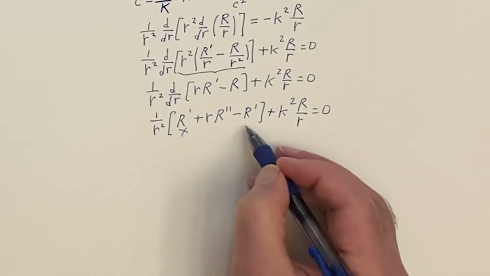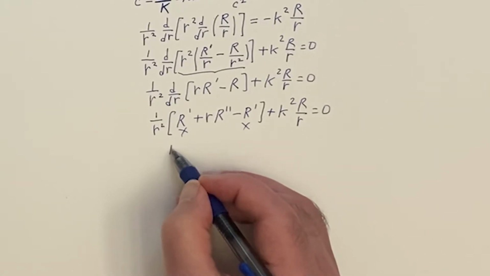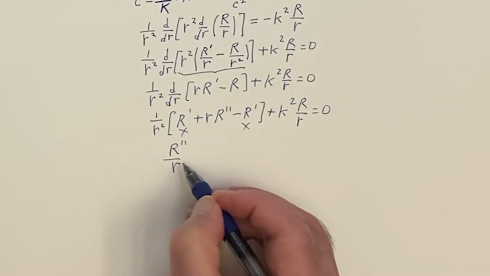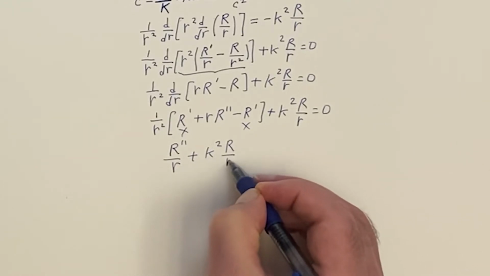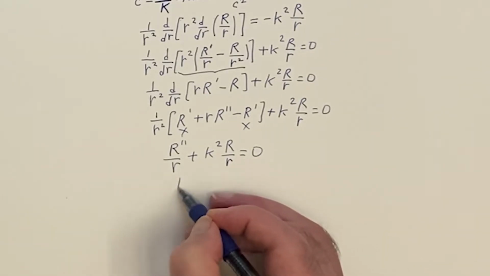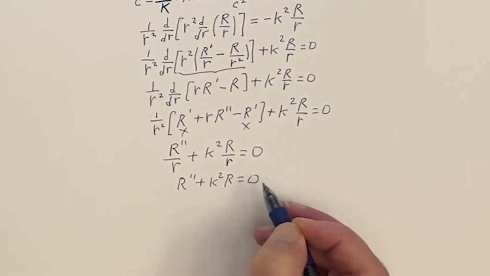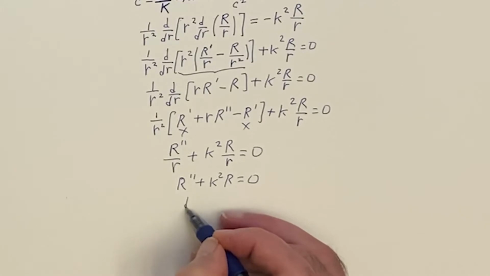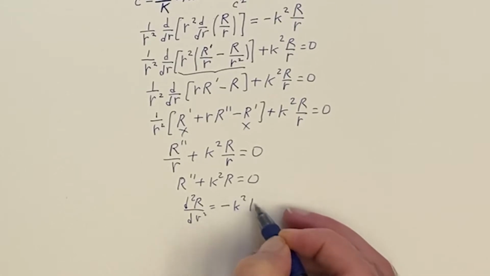Now here, this is nice, that cancels out. So we have R double prime, the second derivative, and then one of these r's will drop out, plus k squared big R over r equals 0. The little r's drop out: second derivative plus k squared R equals 0. So what we're looking at here is we're saying the second derivative of the big R equals minus k squared, and the big R comes back.